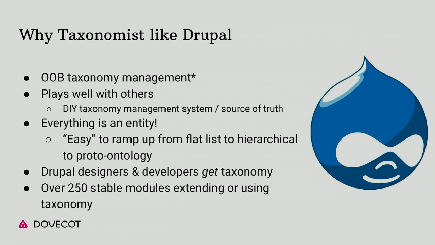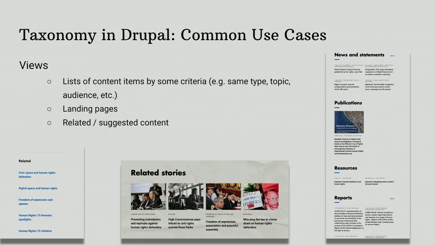It's just there. And then finally, over 250 stable modules. So I think I saw 900 modules at all, and then I filtered to like the solid stable ones, 250 modules on taxonomy, and they do a variety of things, which we'll talk about a little bit.